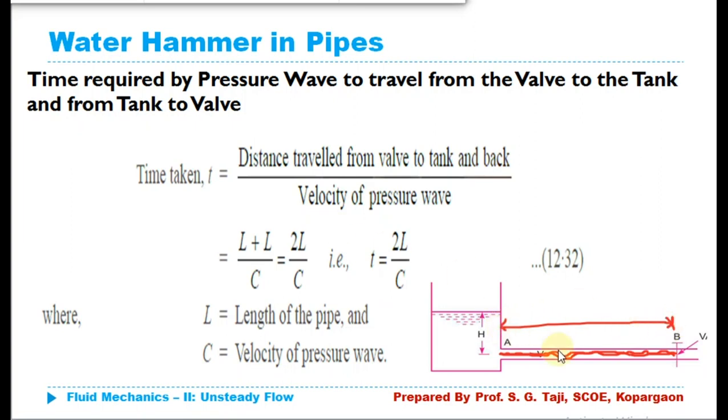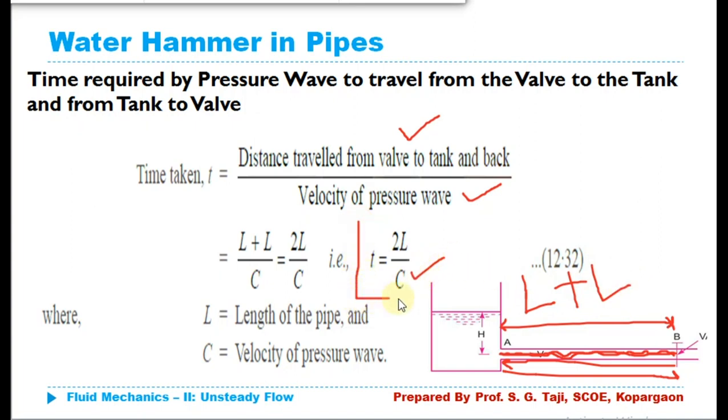So the time taken for this pressure wave to reach the tank and again come back to the valve is the distance traveled from valve to tank and tank to valve divided by the velocity of the pressure wave. If the velocity of the pressure wave is c and the length of the pipe is l, my wave is coming from point b to point a, a distance traveled of l. Again it goes back to point b from a, again l, so l plus l, that is 2l by c. This is our equation, the time required by the pressure wave to travel from the valve to tank and tank to valve.